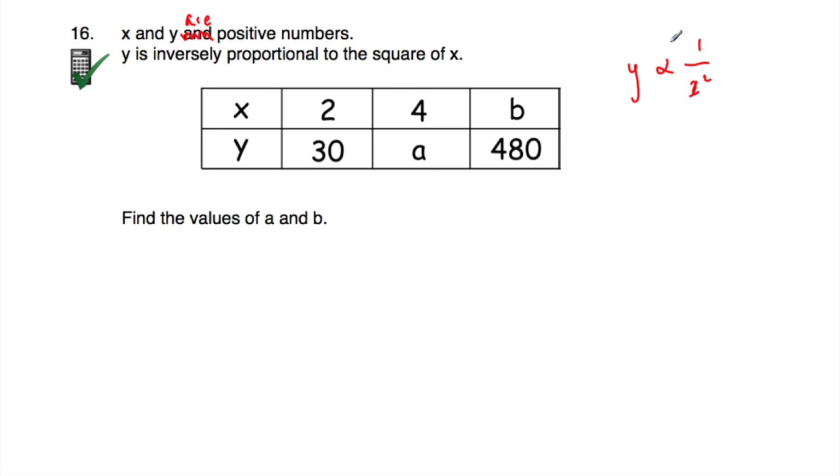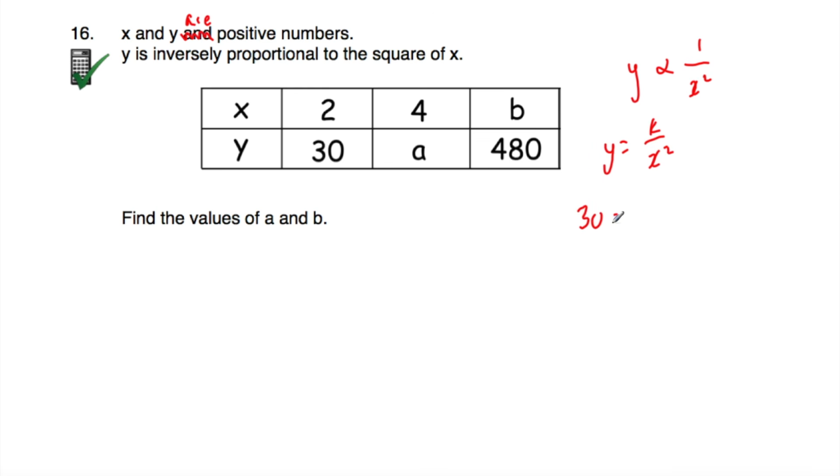Okay, so let's replace the proportionality symbol with the constant of proportionality. So y is equal to, and if we just times this side by k, we're going to have k over x squared. Okay, now we've got a pair of information here. We know that whenever x is equal to 2, y is equal to 30. So let's substitute those values in and find out what k is.